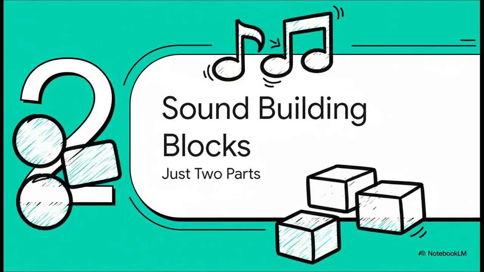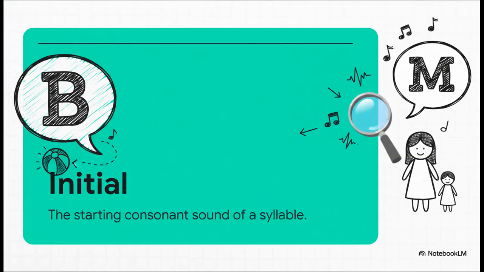And here's the wild part. Every single syllable in Mandarin, every sound you make, is built from just two basic components. Think of them like Legos. Once you understand these two simple blocks, you've got the foundation for the entire system. Okay, so our first building block is called the initial. It's exactly what it sounds like. The first consonant sound that kicks off a syllable. You know, like the B in book or the M in map.